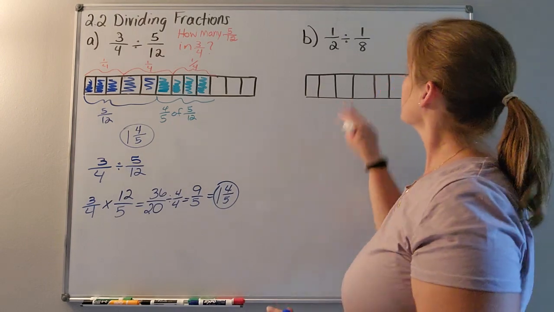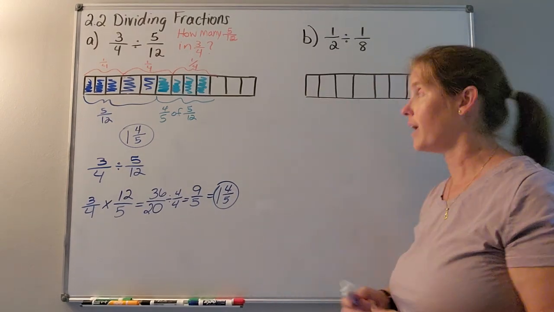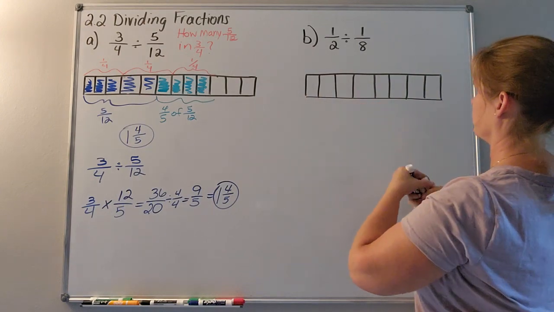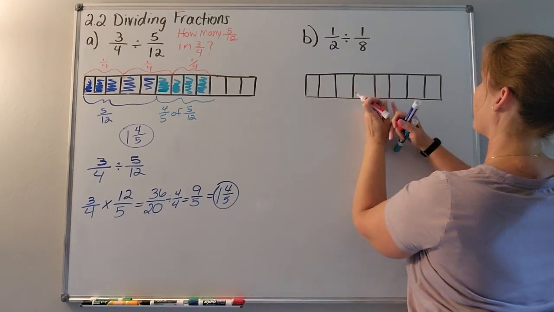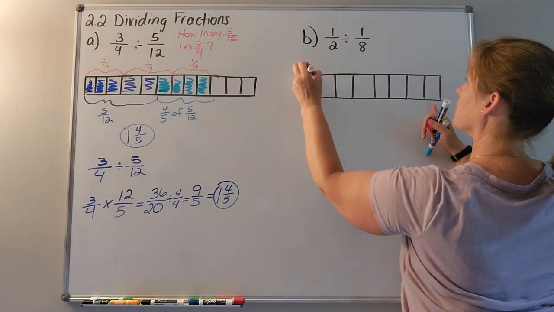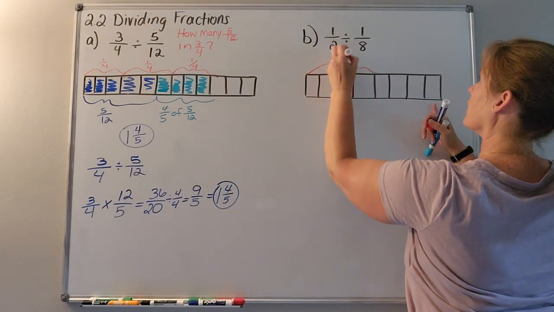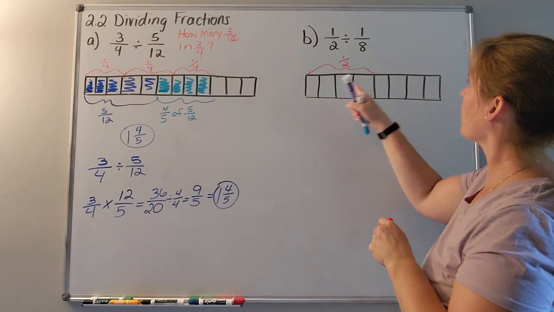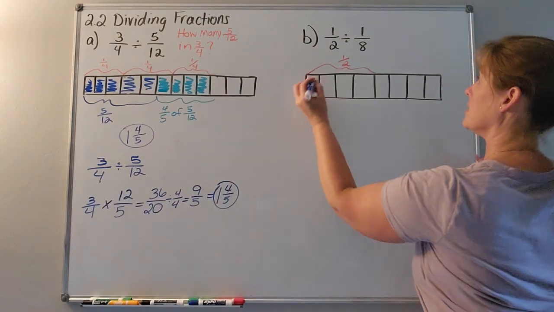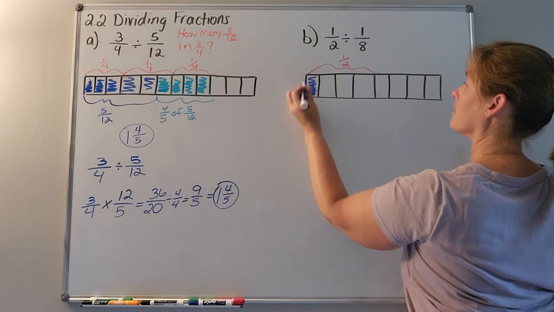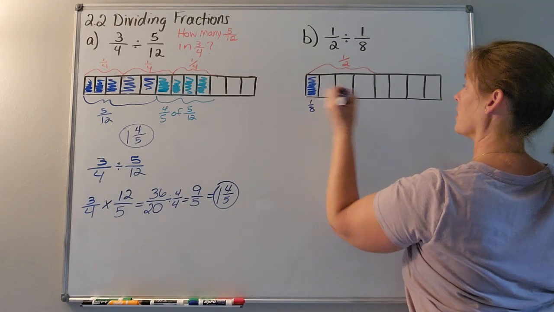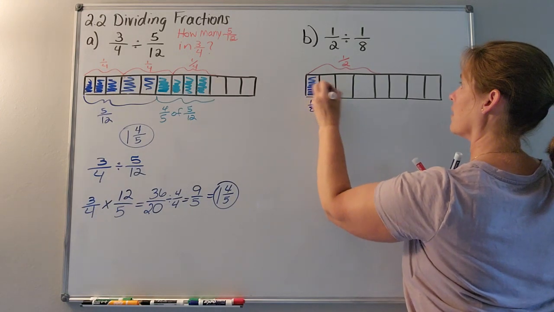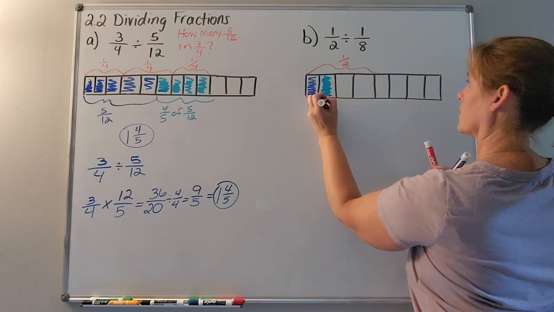Okay, now let's take a look at this one. 1/2 divided by 1/8. Okay, so let me mark off half here. Half of this thing that's broken up into eighths is right here, isn't it? 1/2. How many 1/8 are there in 1/2? Well, let me see. Here's an eighth. Here's another eighth. There's another eighth.